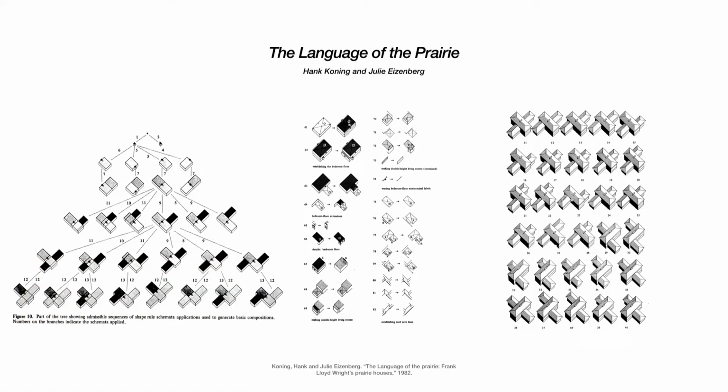Another prominent example is 1981, Koenig and Eizenberg. They used the same system to generate variations of models of Frank Lloyd Wright's prairie-style houses, as you can see here.